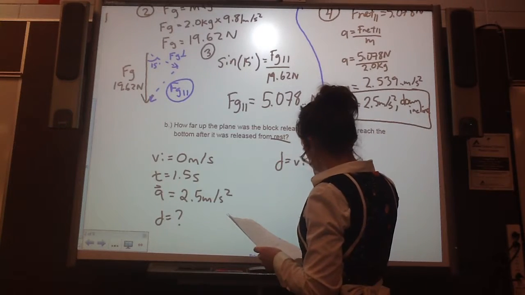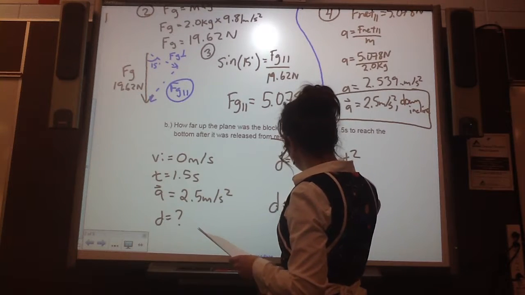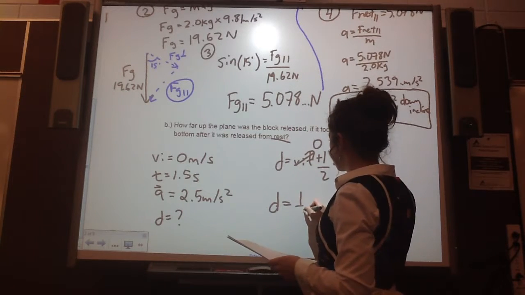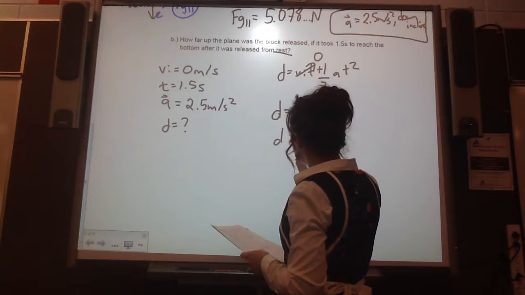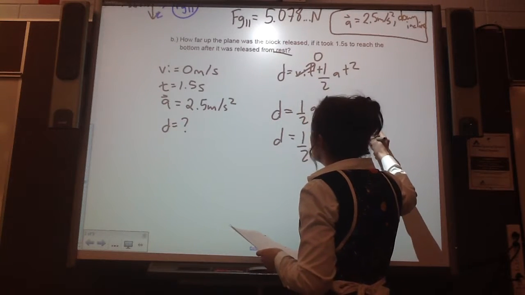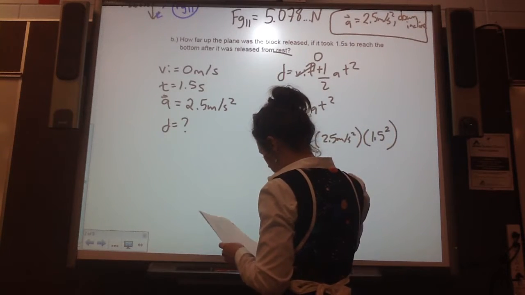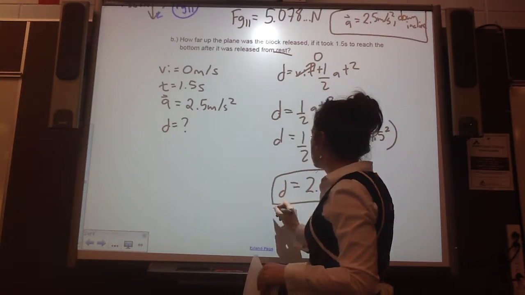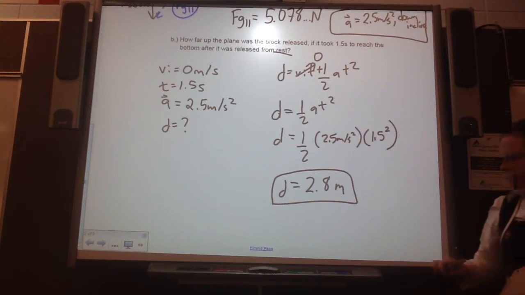So you check out your formula sheet and see which formula you can use for all of those variables. d equals Vi t plus half a t squared. So now you just plug it in. Oh, and Vi times t is obviously 0, so it's a little bit more simple. d is half a t squared. So d is equal to half times 2.5 meters per second squared times 1.5 squared. d is equal to 2.8 meters. And this isn't displacement, it's just a distance, so 2 sig digs, and no direction needed.